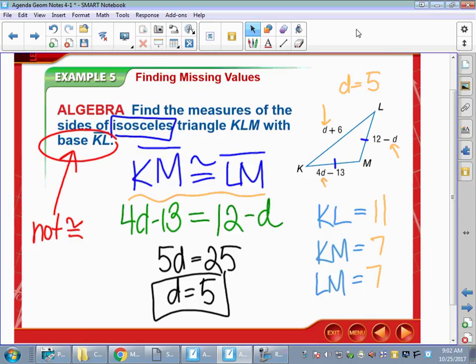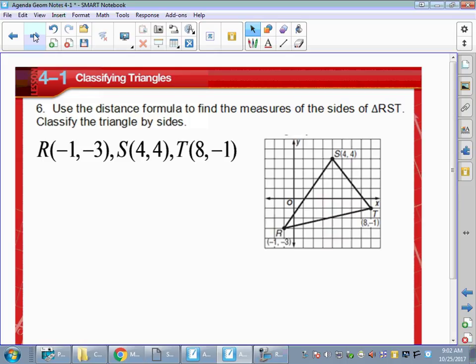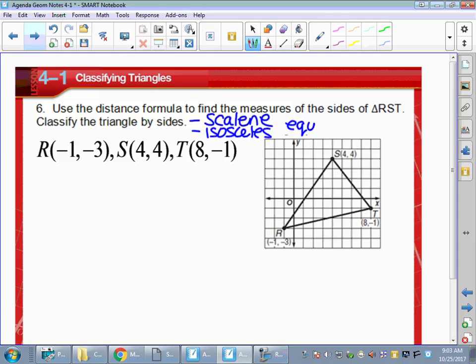All right, last one. I want to talk about this example. I very kindly graphed this for you. In the assignment today, it's going to give you the points RST, and I'm going to ask you to graph them first and then classify the triangle by its sides. So your options for sides are scalene, isosceles, my brain's not working, or equilateral.